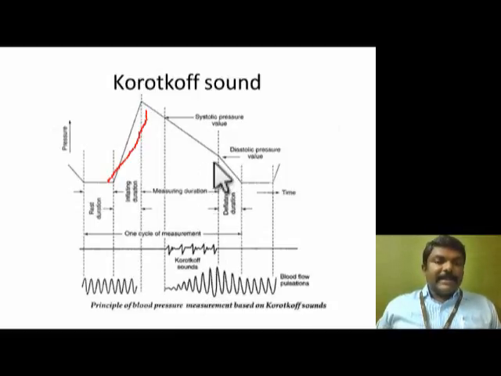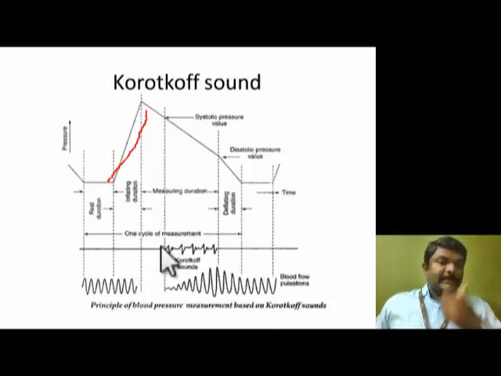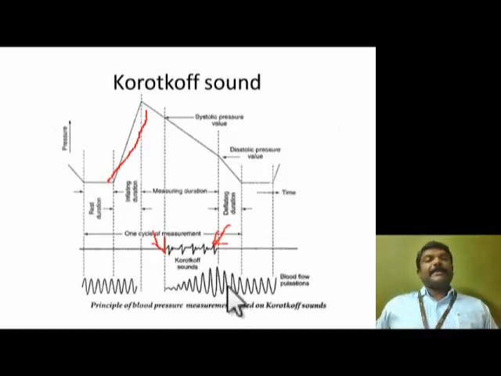points. Then when it reaches the diastolic, that is the lower limit, it goes. After that, the blood flow will become normal. Now the Korotkoff sound stops at that point. So this is your systolic pressure, and this is the diastolic pressure. So this is how normally the indirect blood pressure measurement works.